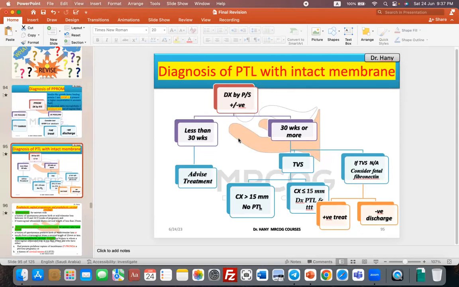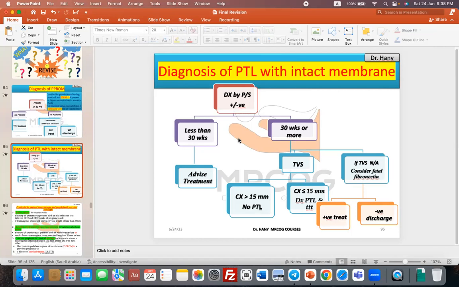What will be the treatment? Tocolysis here. Corticosteroid, yes. Tocolysis, yes. No antibiotic. Magnesium sulfate, no, only after 4 centimeters. At 30, transvaginal ultrasound: less than 15, or 15 itself, this is preterm labor diagnosed. More than 15, no preterm labor.